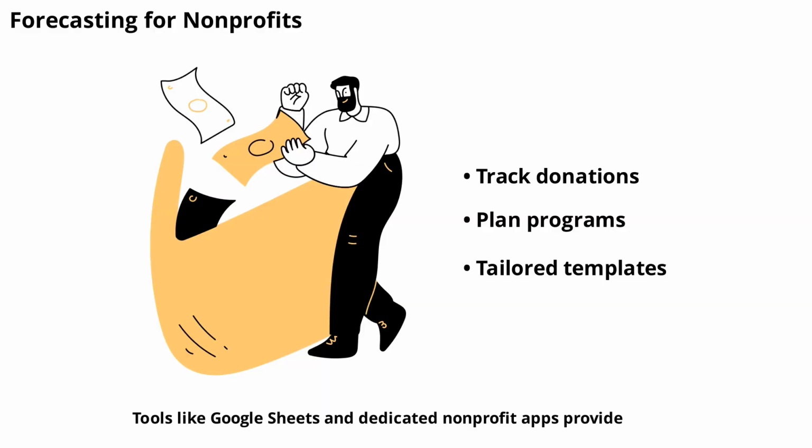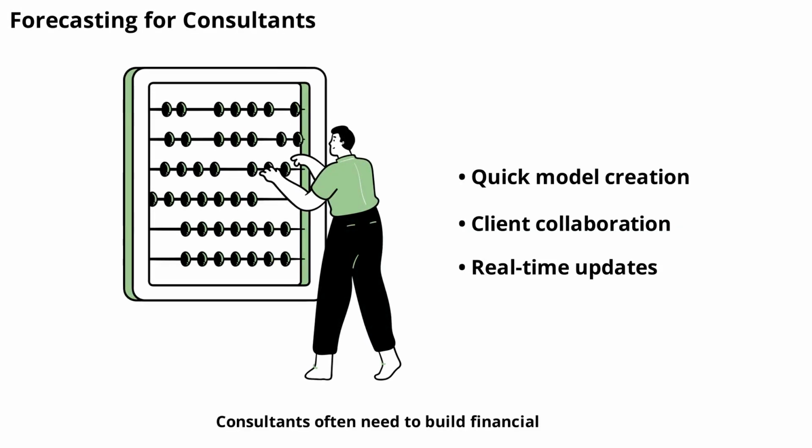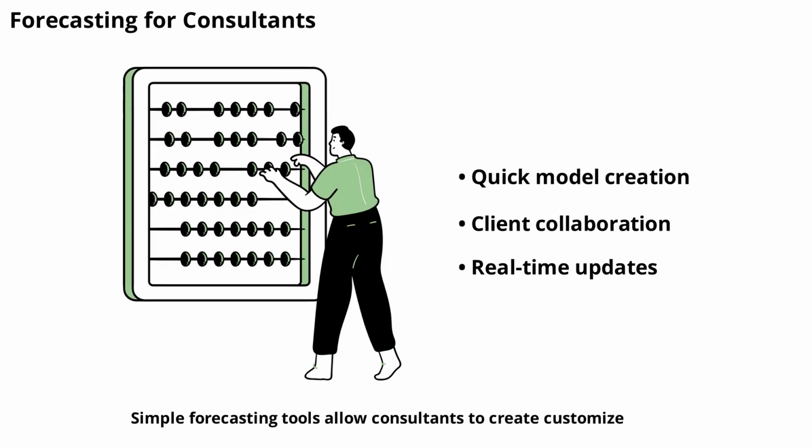Tools like Google Sheets and dedicated nonprofit apps provide templates and features tailored to the unique needs of nonprofits, making it easier to track funding and plan for future initiatives. Consultants often need to build financial models for clients quickly and efficiently. Simple forecasting tools allow consultants to create, customize, and share models without extensive setup.